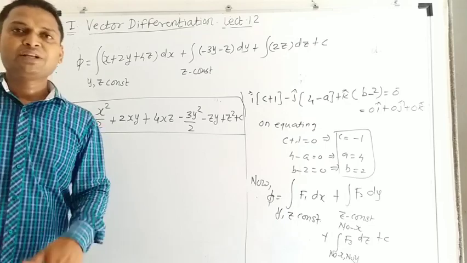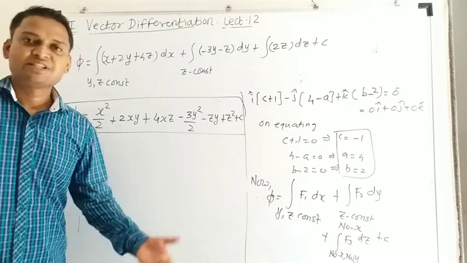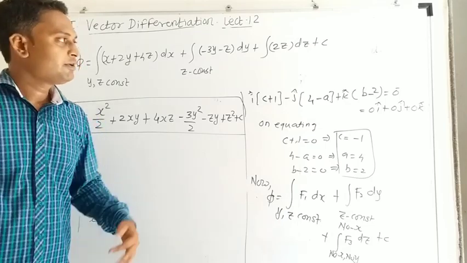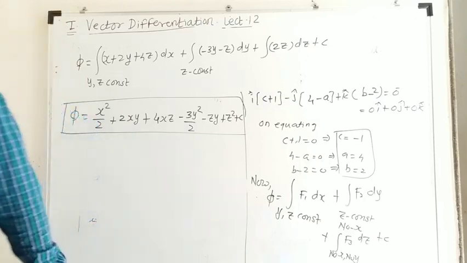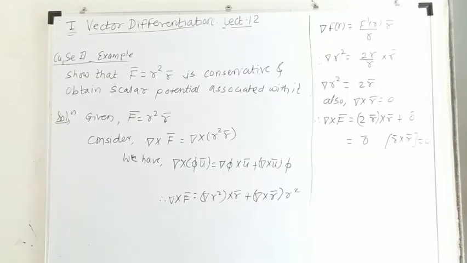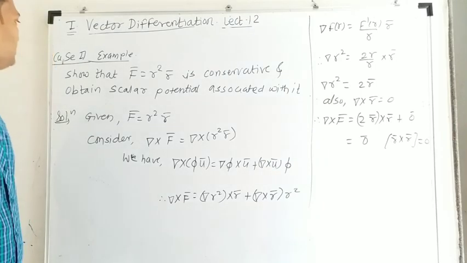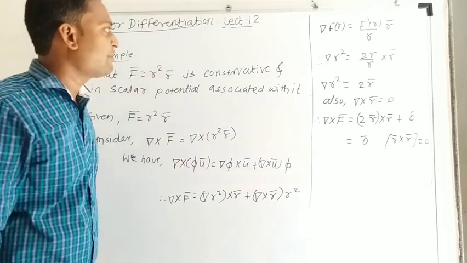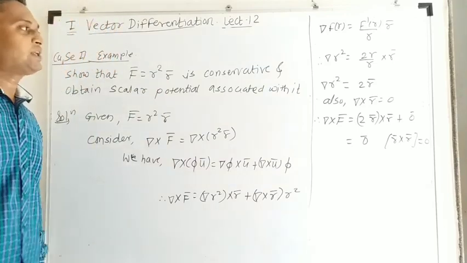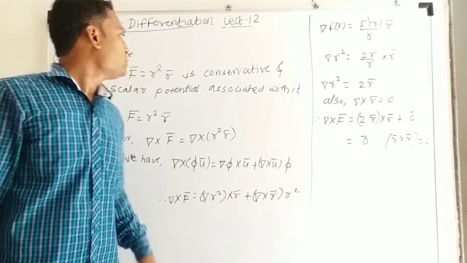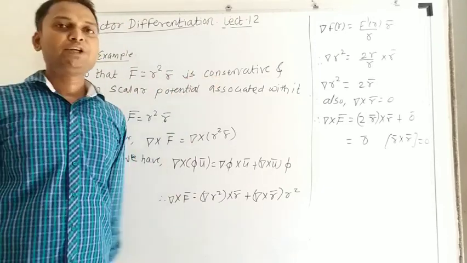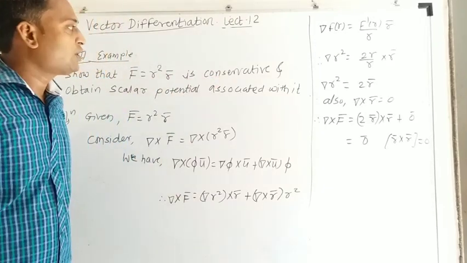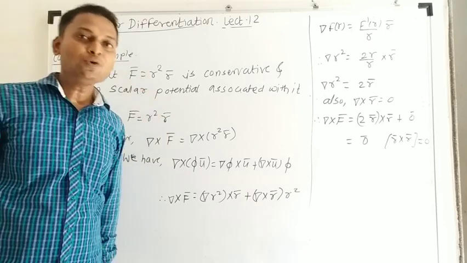Now let us take one example of case 2, and some examples for practice I will give you. This is the case 2 example. The question is: show that f bar equal to r square r bar is conservative and obtain the scalar potential associated with it. So conservative means we need to show that it is irrotational, that is, its curl equal to 0.